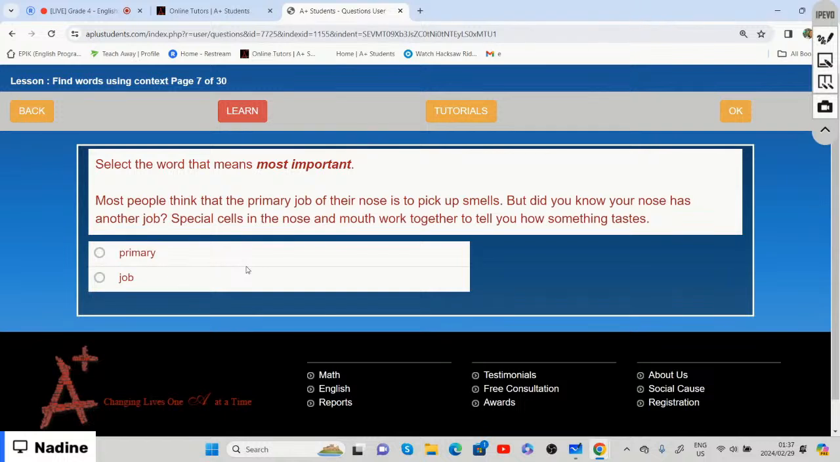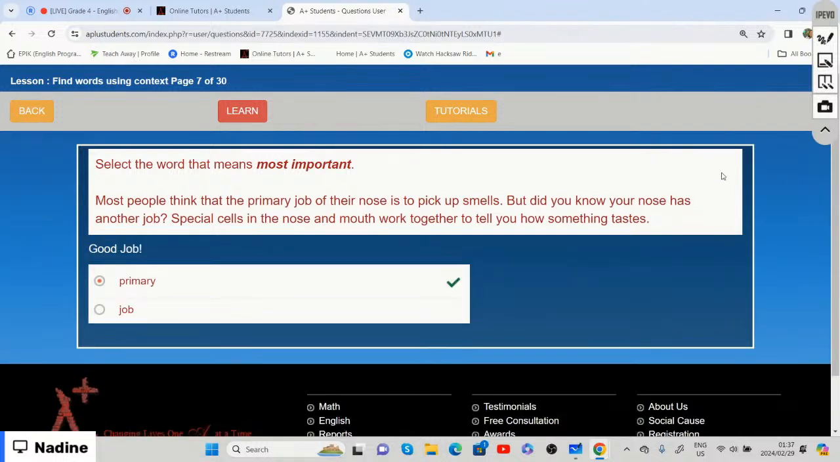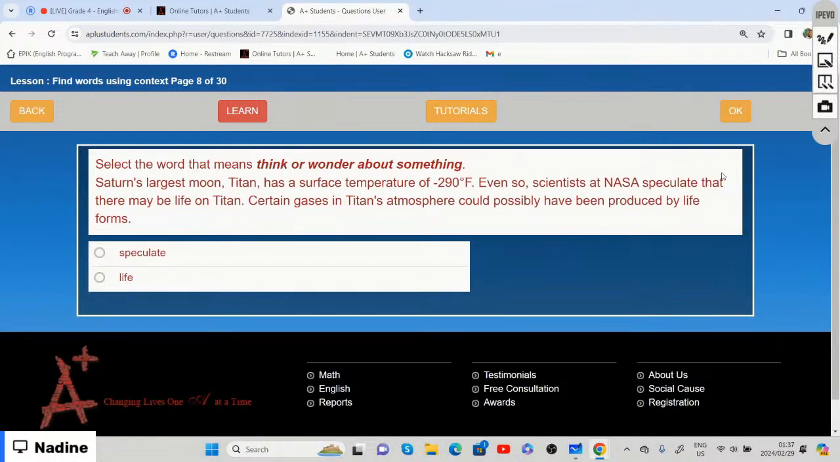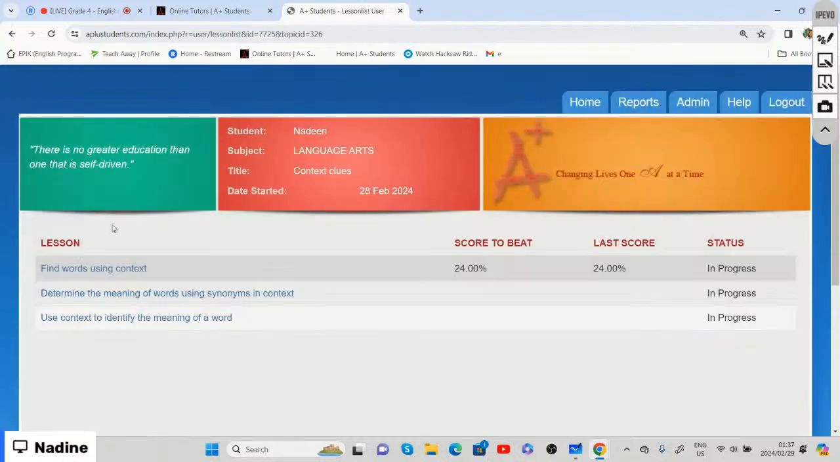So, most important. And if we were to say what most important is, it also says, even in the sentence, that your nose has a job. All right. So primary is, they will say, oh, this is your primary thing. Yes, it's my most important thing.